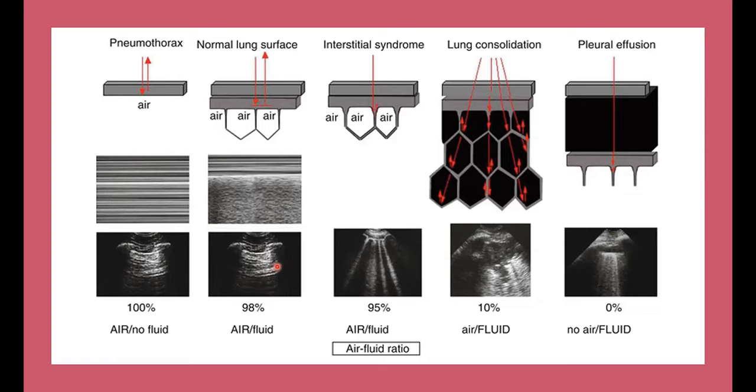So again, what is happening is that air aerating the lung is giving you an A profile. And because the fluid is being completely resolved, you've got a moving pleural margin. But when you do M mode, you get this classical seashore sign.